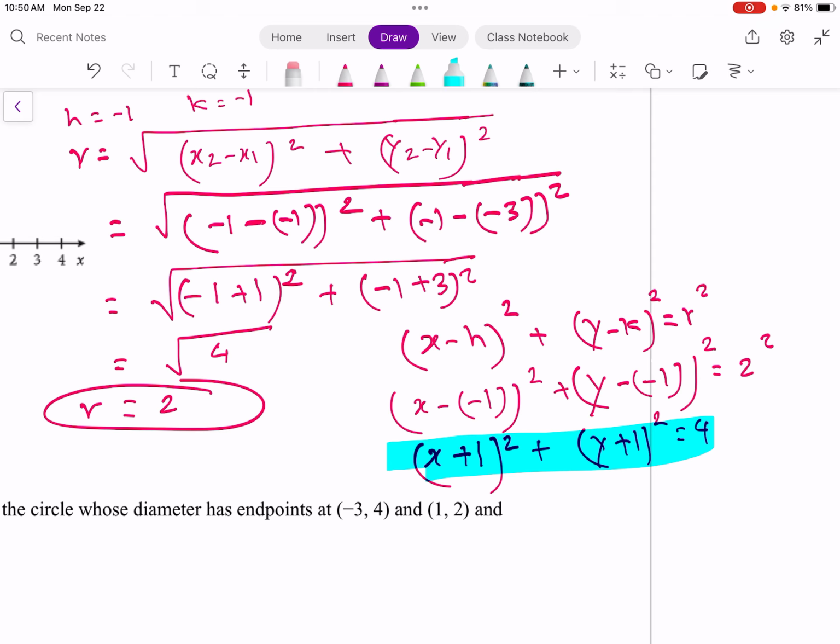Now, it does not mention what form you need to have. It's fine if you leave it in standard form.